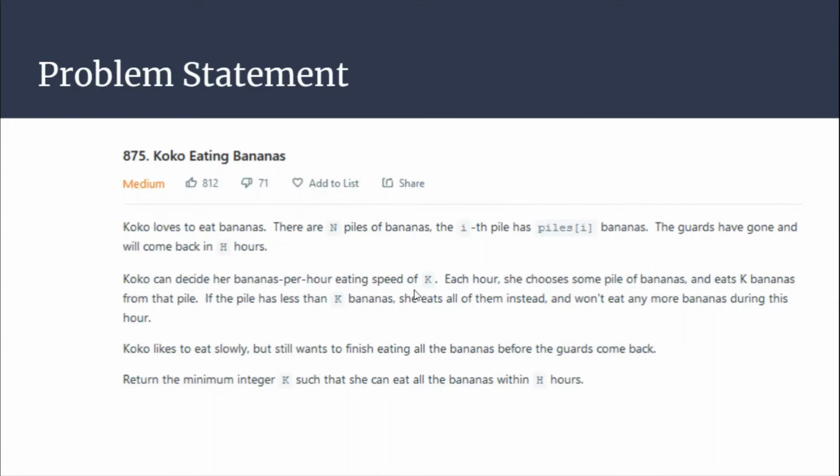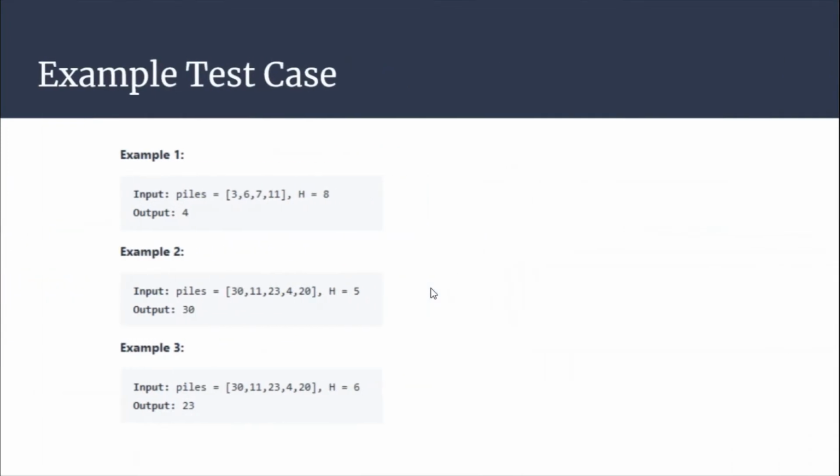That would be k. So he would start eating the bananas pile by pile, one by one, and he needs to finish all of the bananas from all of the piles in less than or equal to h hours, because the guard has gone for h hours. And we have to find the minimum speed. Now let me explain with an example what speed it is.